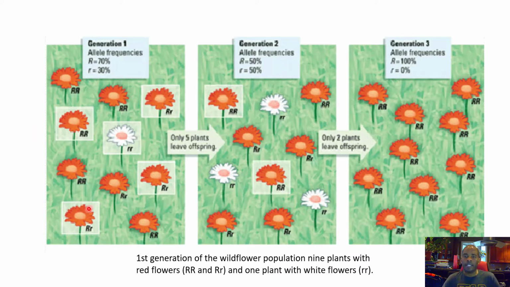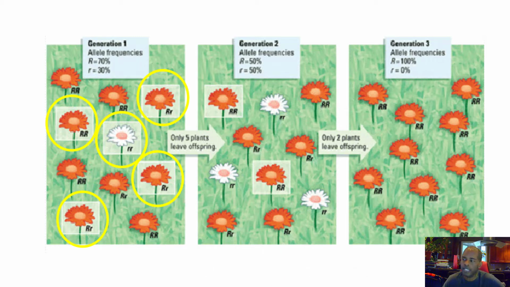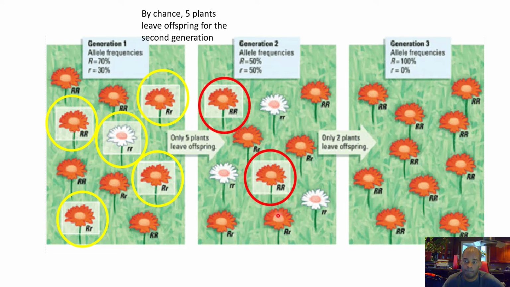In my first generation, I have 9 plants that are red, homozygous dominant and heterozygous, and 1 plant that's white. Now, in that first population, it so happens that 5 plants are going to leave offspring. So they're the ones that reproduce. The other plants don't. In the next generation, we end up with 7 red plants, homozygous dominant and heterozygous, and 3 white plants. That's reasonable. We could expect that.